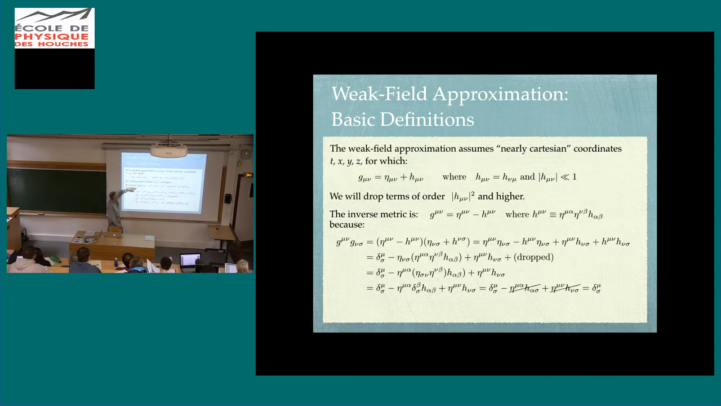Okay? Now, I can find out what the inverse metric is. I might think, oh, the inverse metric is just the inverse flat space metric eta plus the h mu nu with raised indices, but that turns out to be not correct. And I'm defining this thing with raised indices. I'm raising them with the flat space metric rather than with the full metric. Why?